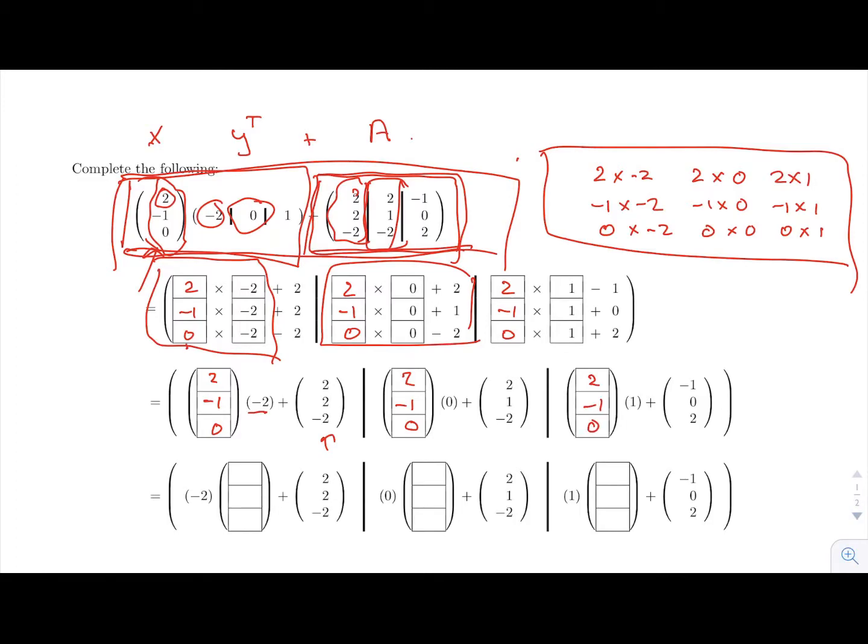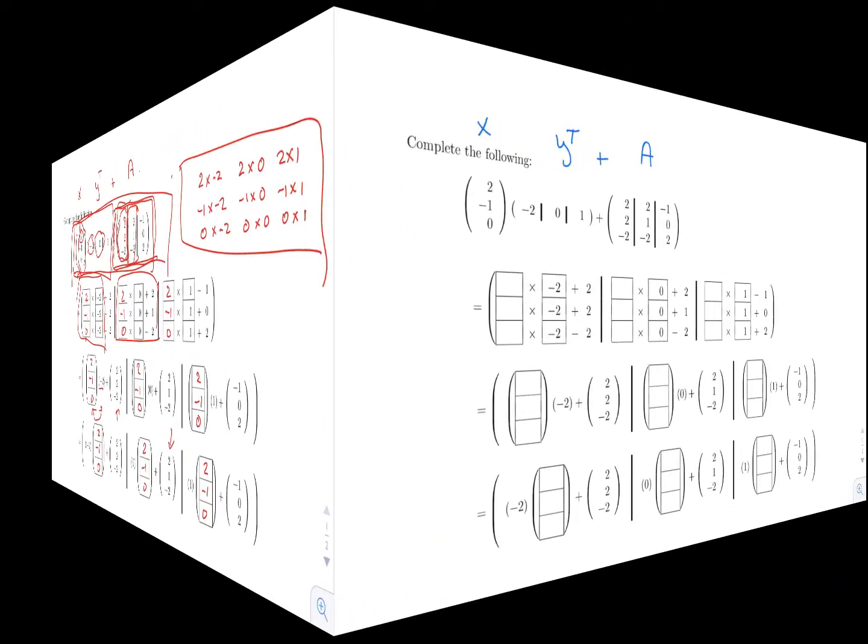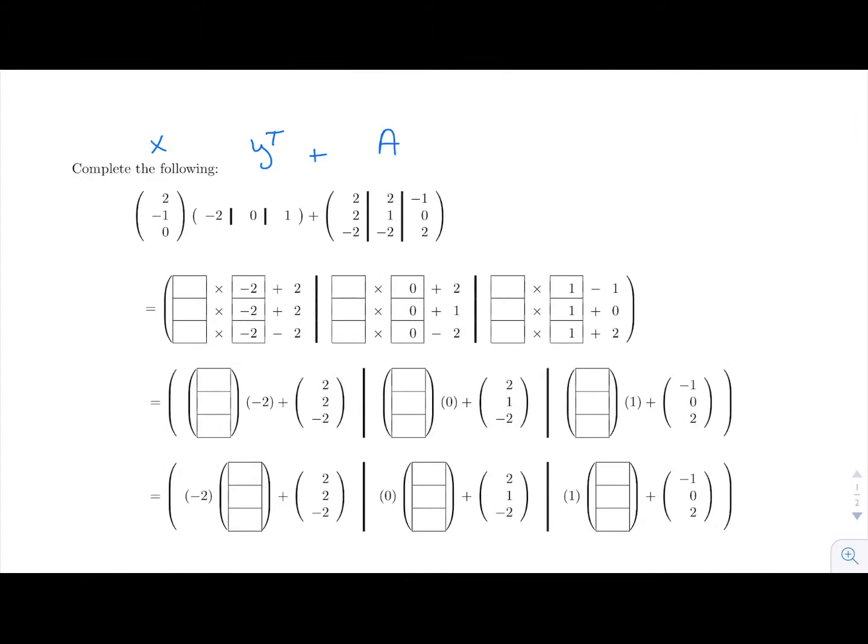Now, somewhere in linear algebra you learned that a vector times a scalar is the same as a scalar times a vector. So now we can switch these two around, and you get minus 2 times 2, minus 1, 0, added to the first column of matrix A, and then 0 times 2, minus 1, 0, added to the second column of A, and then 1 times 2, minus 1, 0, added to the last column of A. So hopefully you see a pattern here.